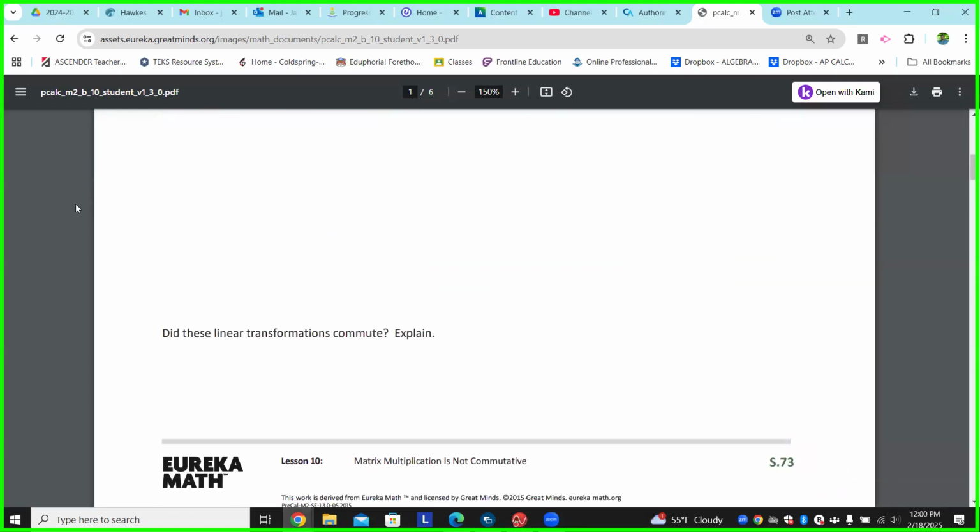All right, this last part of this open exercise: did these linear transformations commute? That's a weird word. I would say compute, but I'm not an English major. So basically what that means is, do both of these vectors equal the same thing? No. So that means the two vectors did not equal, or however you want to say that. Questions?